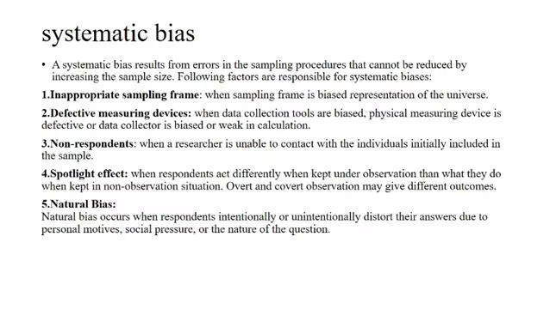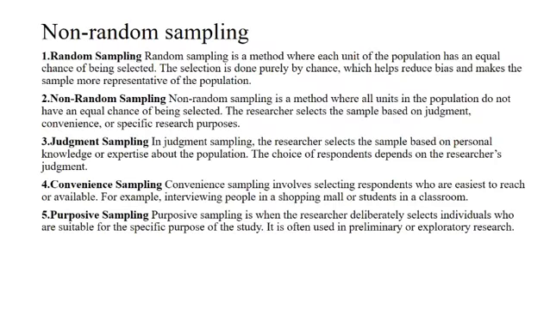Inappropriate sampling frame, when the list does not represent the population properly. Defective measuring devices, like biased questionnaires or faulty tools. Non-response, when selected individuals do not respond. Spotlight effect, when people change behavior because they know they are being observed. And natural bias, when respondents give incorrect answers due to personal or social reasons.